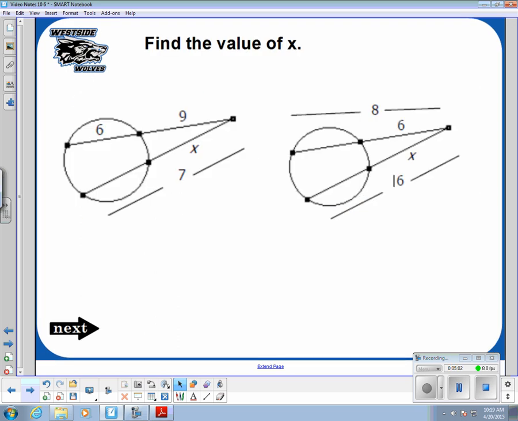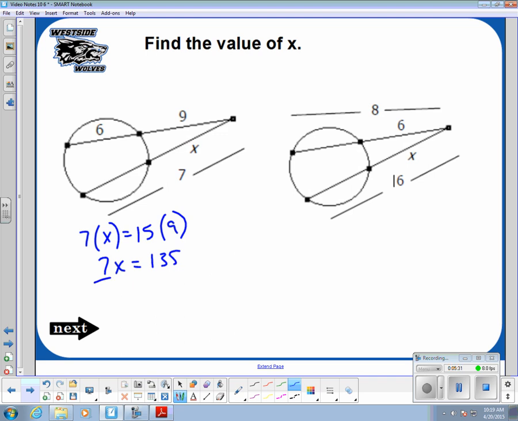And so here's some practice problems. So if we look at this first one, we have the whole secant segment, let's say 7 here, times the outside part, which is x, equals the whole secant. And they didn't give me the whole thing. Well, but I can add: 9 plus 6 is 15. 15 times the outside part, which is 9. And so I get 7x equals 15 times 9, which is 135. And then I divide by 7, divide by 7. And so x is equal to 135 over 7. Remember, we love improper fractions. They're great. And there's our answer.